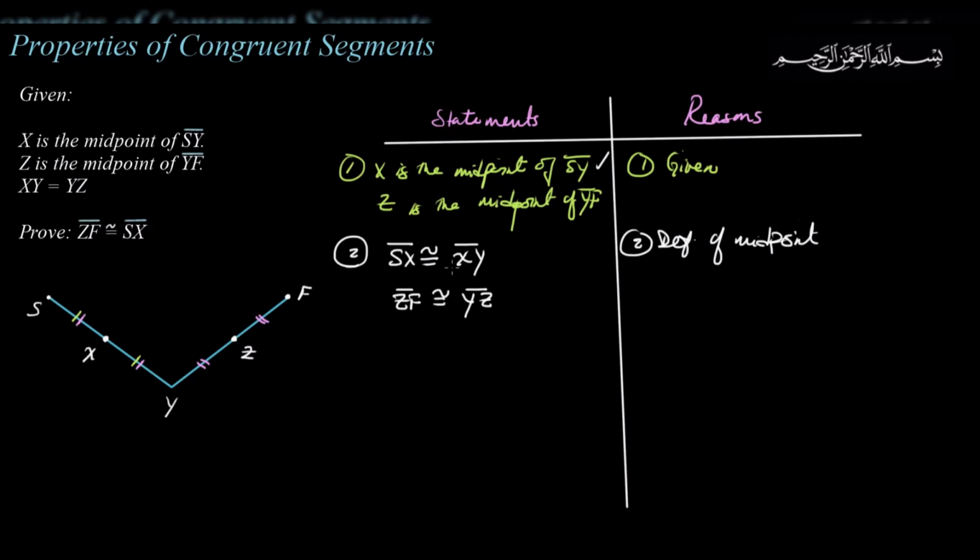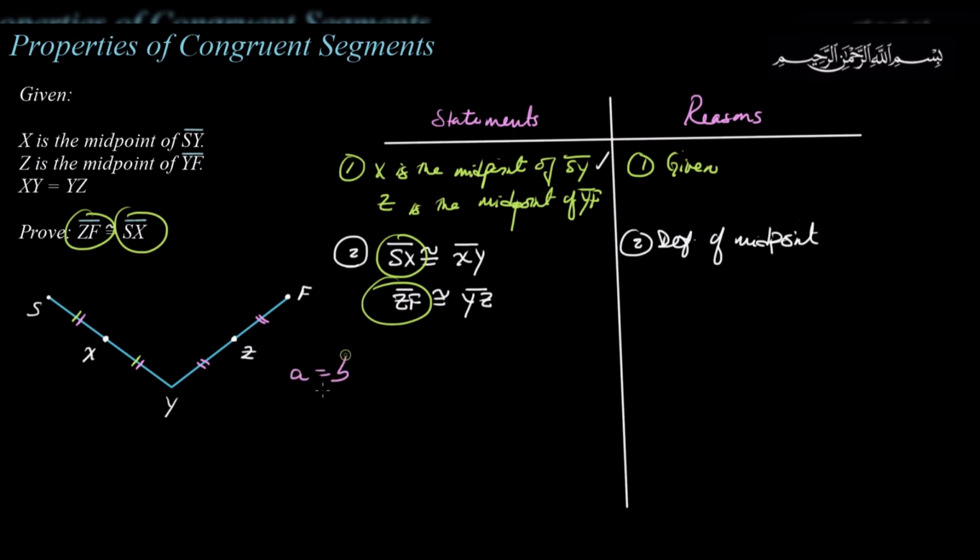Okay, now look what we have here. From the definition of midpoint, we know SX is congruent to XY, and then I got ZF is congruent to YZ. So we got that. What we're trying to prove is ZF is congruent to SX. Now we have this segment here, and we have this segment here, but we can't connect them together. This almost seems like transitive properties.